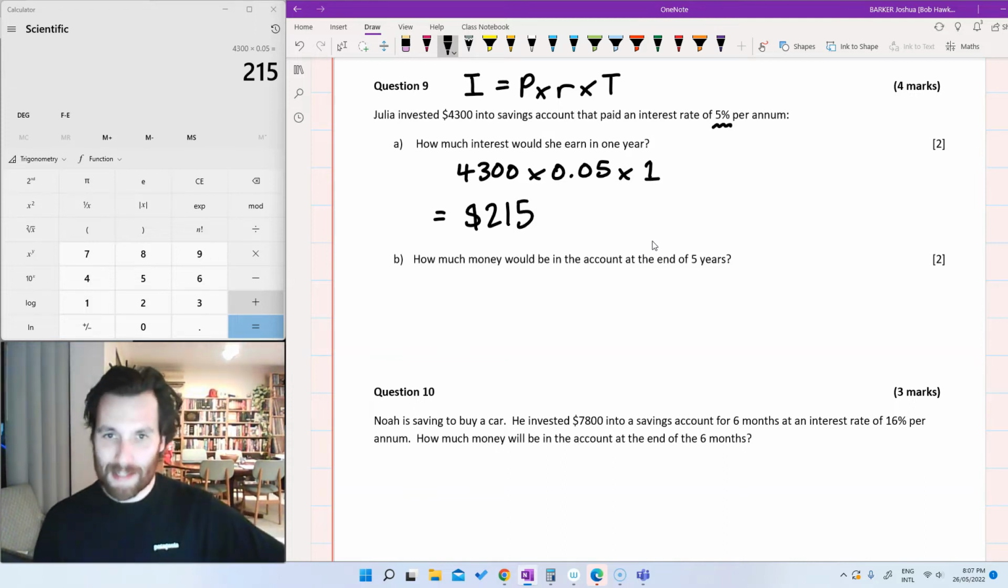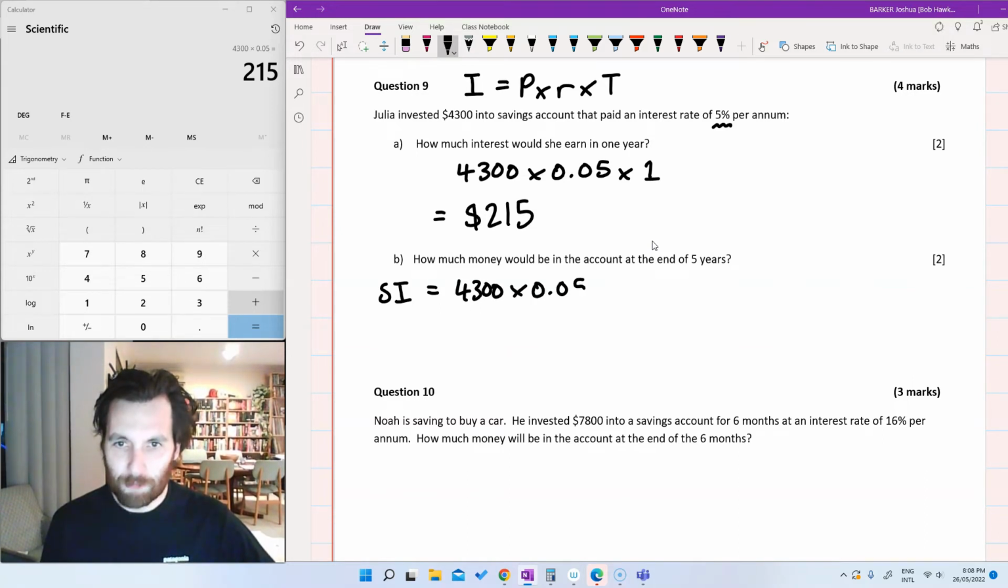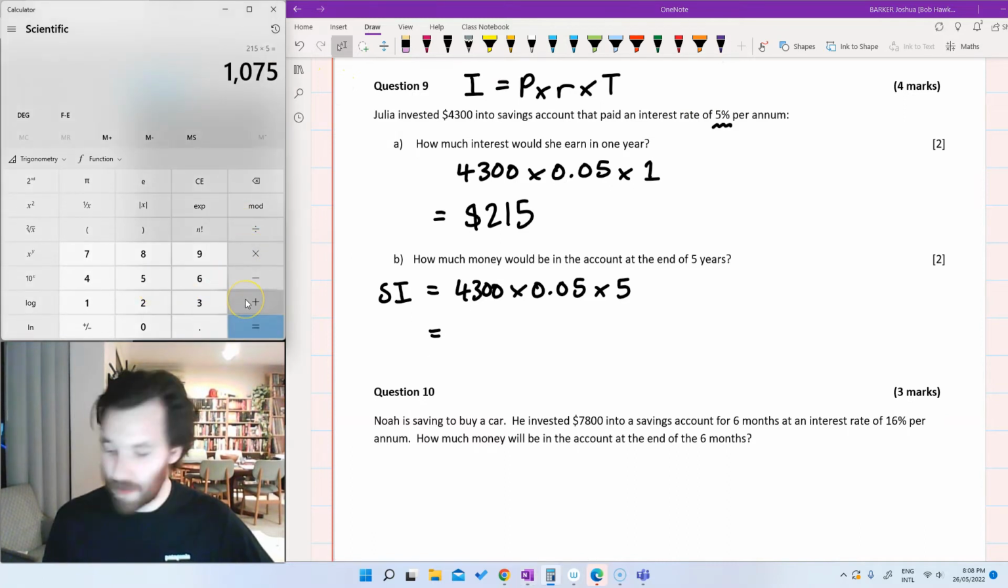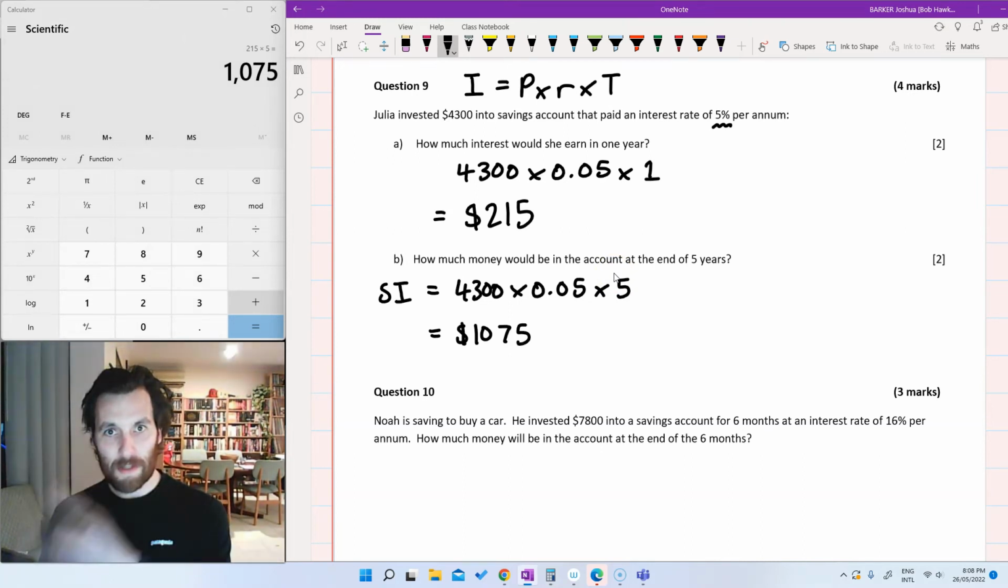Okay. For part B, it's asking how much money will be in the account at the end of the 5 years. There's actually 2 parts to this. So we're going to figure out the simple interest, which will be given by $4,300 multiplied by 0.05, and multiply that by 5. So we can go 215 effectively times 5 for this one. So I'm going to use our first answer, which is $1,075.